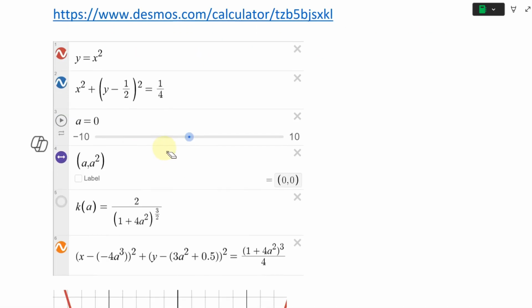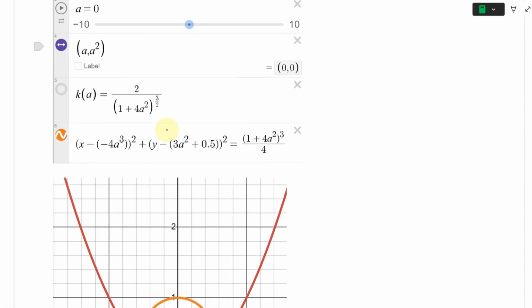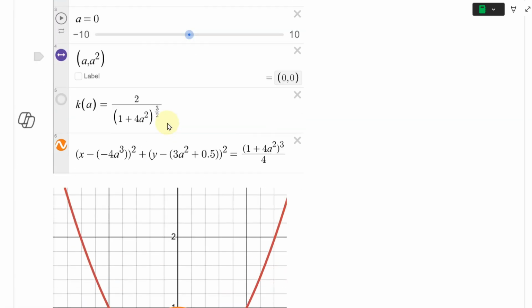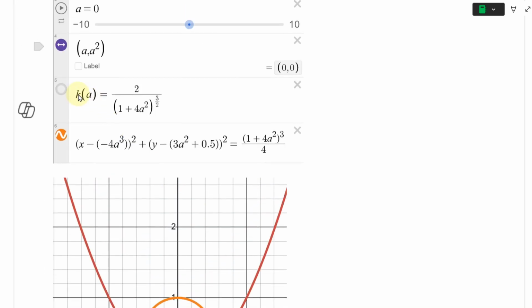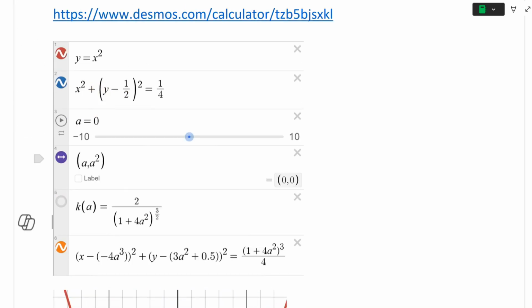And then what I did also was put a general point a, a squared, so basically a for x and a squared for y. And then this one here, I didn't share it, but I just put it there because I was trying to make a formula. Then I realized it's actually wrong, because what I did before was I just replaced the radius there with a squared.